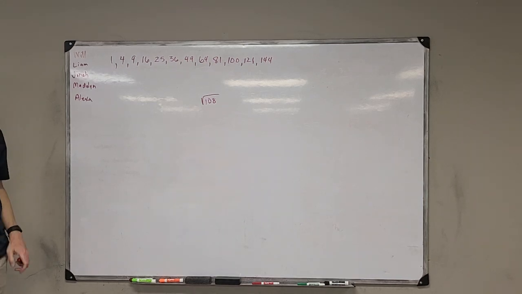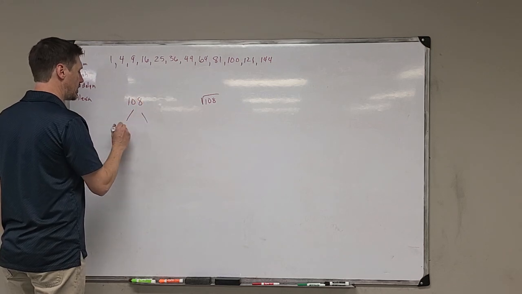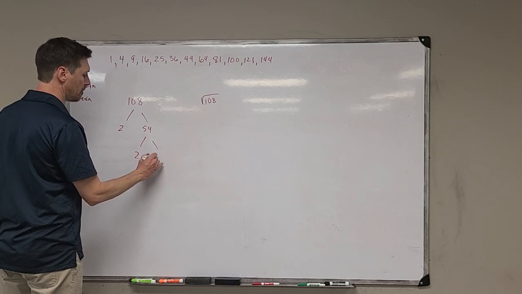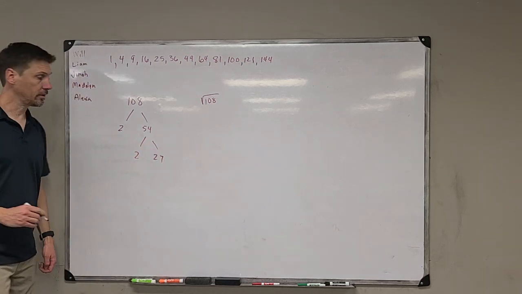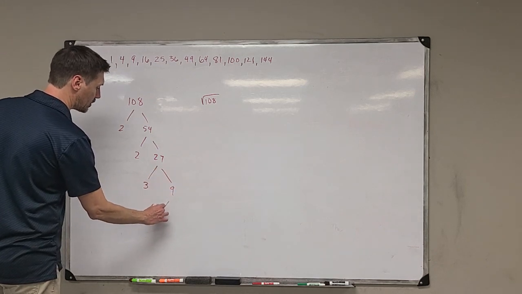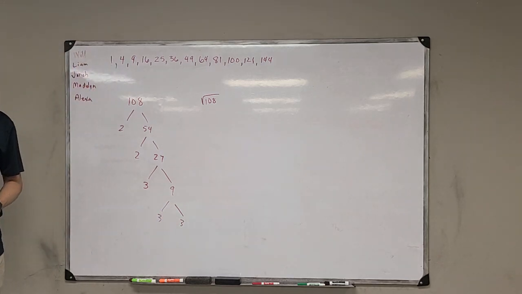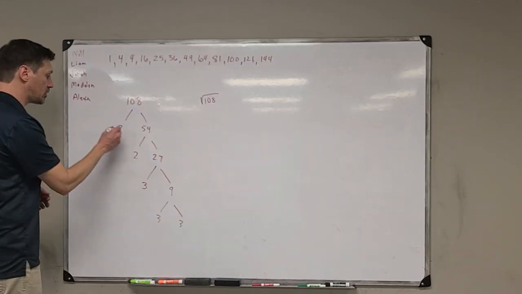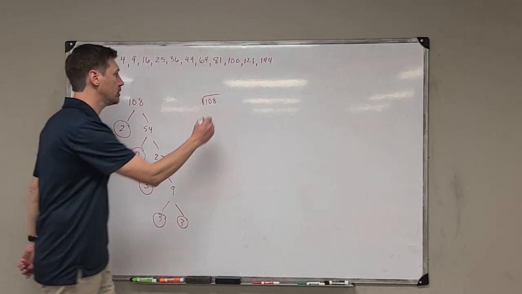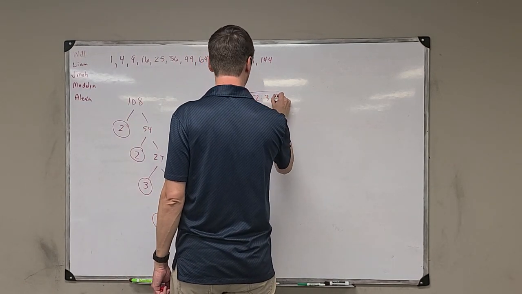Sometimes it's easier to just go ahead and break this thing down into all of its factors. So I say 2 times 54, and I can split 54 and say that's 2 times 27. Then I can split 27 and say 27 is 3 times 9, and then I can split 9 and say that 9 is 3 times 3. It's totally okay to do that. Remember, when you split it down into its factors, you just take all of these and put them under your square root. So you say this is 2 times 2 times 3 times 3 times 3.